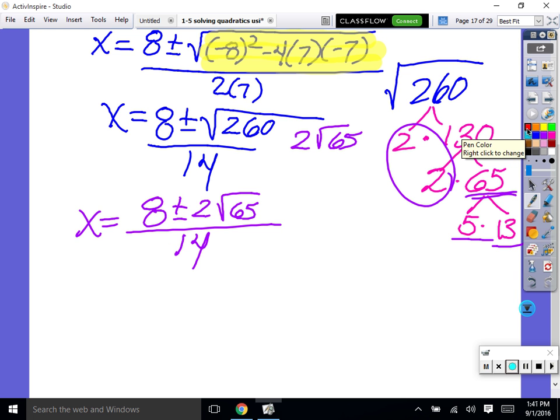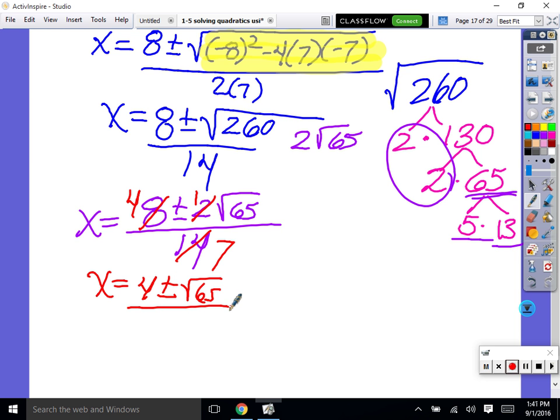They all divide by 2, right? Yeah. That becomes a 1, becomes a 7, becomes a 4. So we have x equals 4 plus or minus 1 times the square root of 65, which is just the square root of 65, all over 7. There are our 2 irrational solutions. They're real. They're crossing the x-axis, just in a decimal place that we would not have ever guessed. Irrational. Can't be written as a fraction.